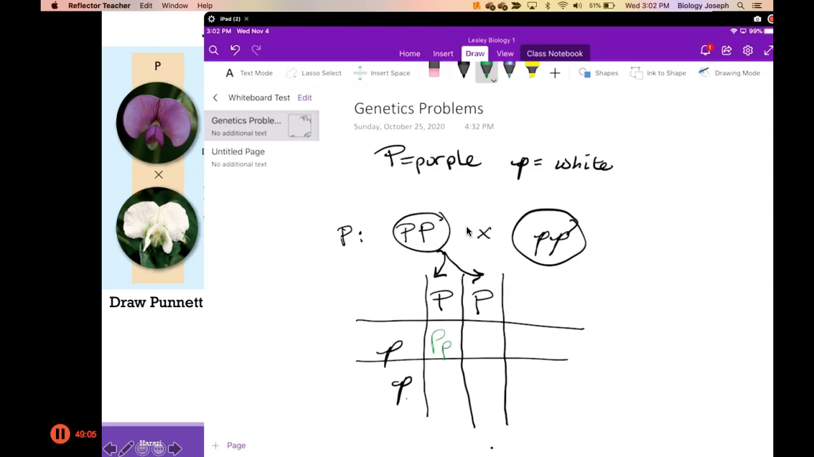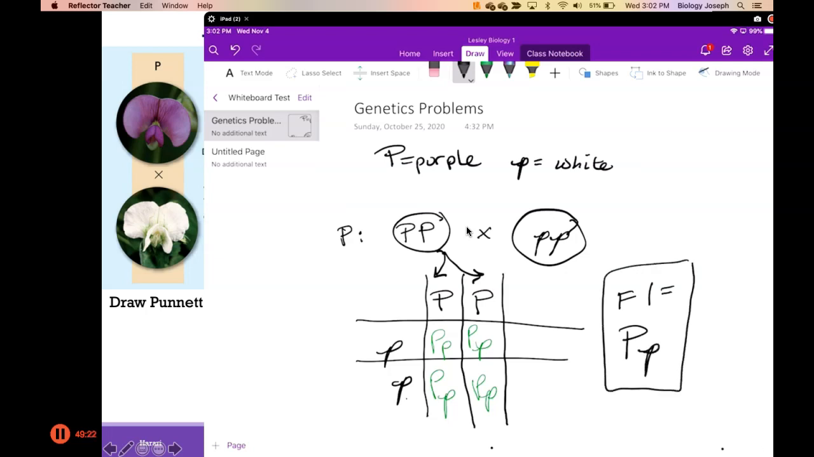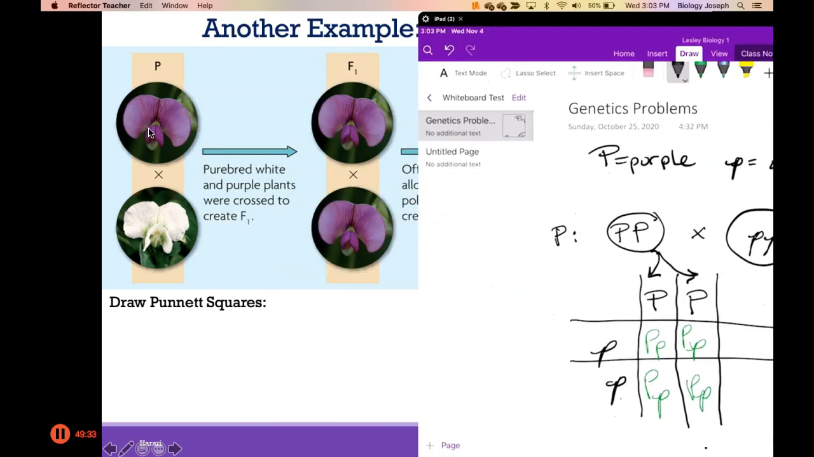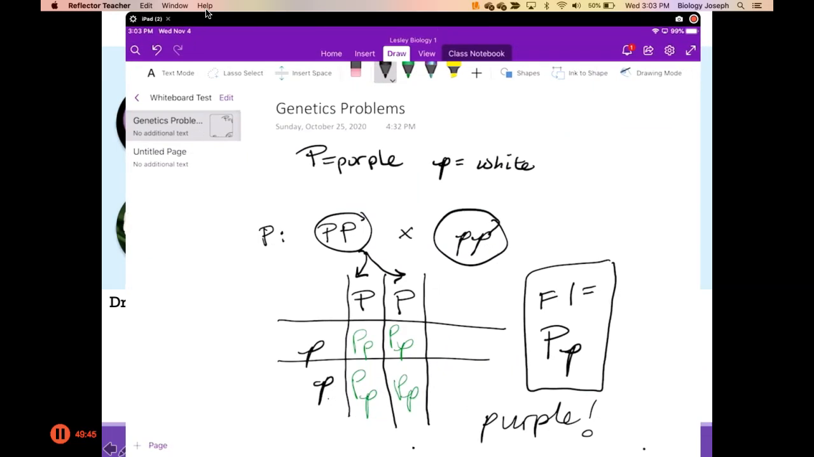We have big P, little p, big P, little p, big P, little p, big P, little p. What this says is that our F1 generation are all big P, little p. And what color should those be? Purple. So now let's just make sure this makes sense. So we have big P over here, little p over here. That means that these F1 individuals should be big P, little p, and purple. So that's actually exactly what we thought.